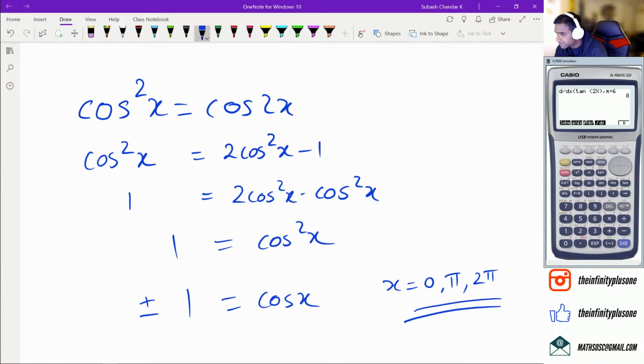Now, this was from the double angle identity. How would you integrate cos to the power of 4x?